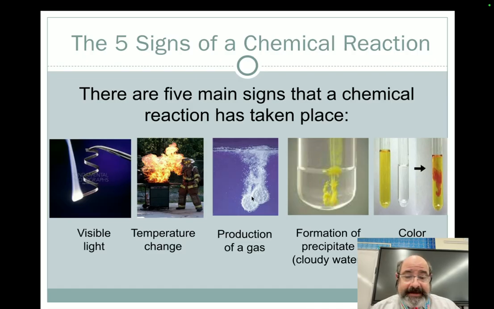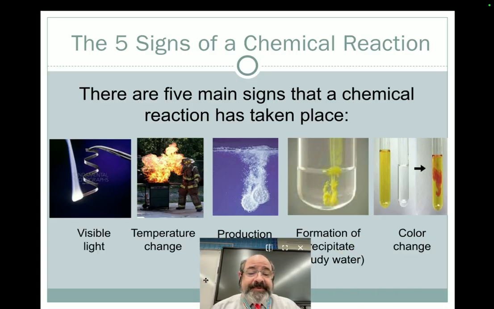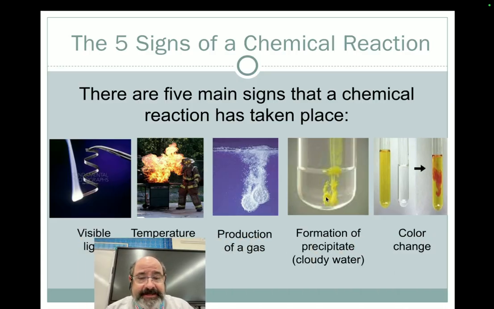Production of a gas, also a sign. Formation of a precipitate. What's that? Well, that's when it gets cloudy. We'll see a whole bunch of precipitates later. So you'll see making a precipitate. And then, look, a color change. So these are all signs.